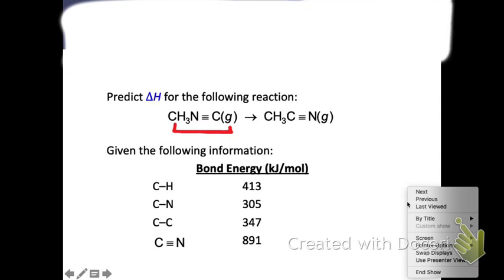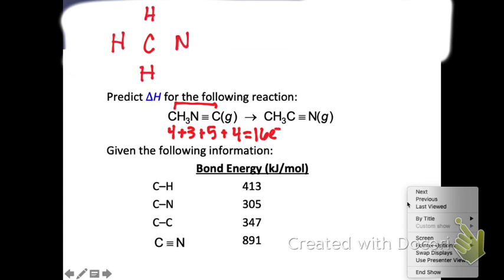CH3NC. Let's count valence electrons first. Valence electrons would be 4 plus 3, plus how many does nitrogen give us? 5, plus carbon is 4 more. That gives us 16 electrons we need in our structure. Agreed? It gives us a clue about the skeleton: CH3 bonded to a nitrogen, then it even tells you it's going to be triple bonded to that carbon.